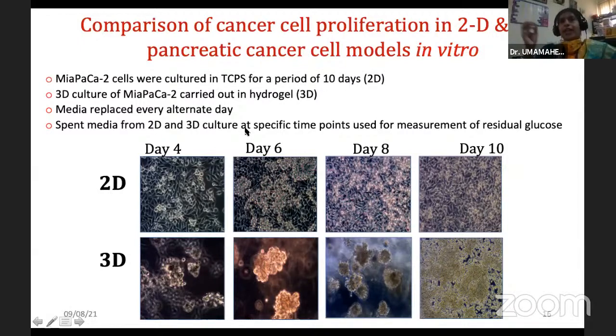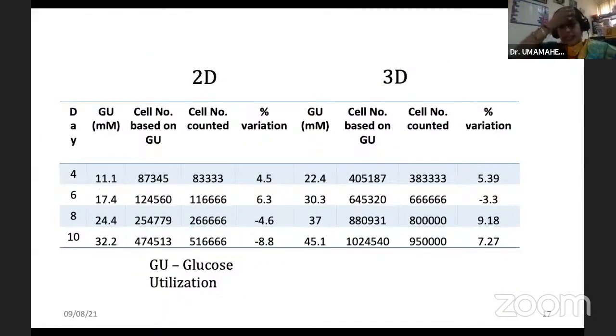So every alternate day, we replace the media, and the replaced media is checked for the amount of glucose that had been consumed by the cells. So we compared the 2D as well as the 3D cultures. And in all of these, we carried out the glucose measurements in the spent media. So this is the data that we have for the glucose utilization and the cell numbers that we have predicted.